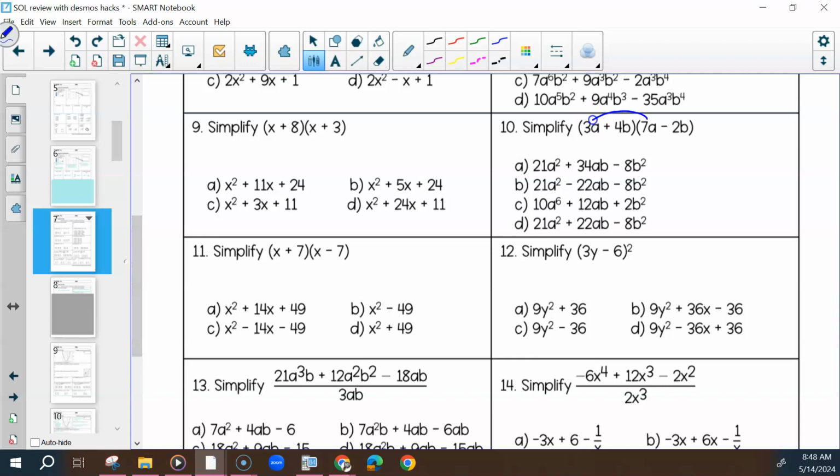Multiply 3a and 7a. So that would be 21. Add the exponents, a squared. So I can get rid of c. And then there are 4 things you need to multiply. The first, the last, so 3a times negative 2b, negative 6ab. The middle, the inner, 4b times 7a, so plus 28ab. And then the last, 4b times negative 2b, negative 8b squared.